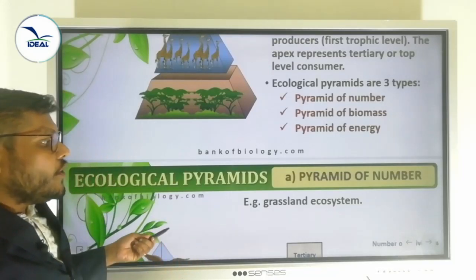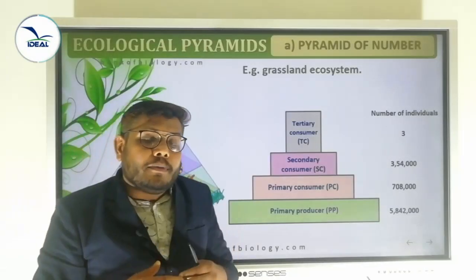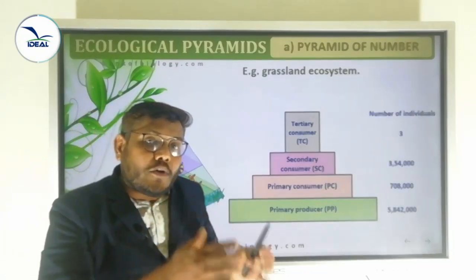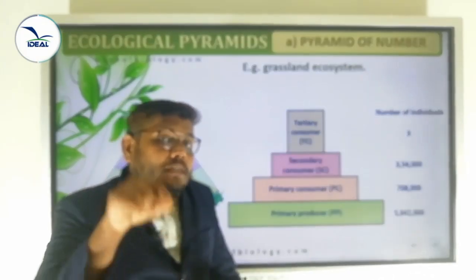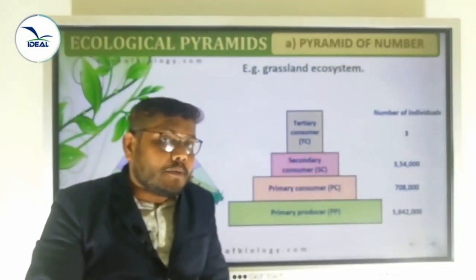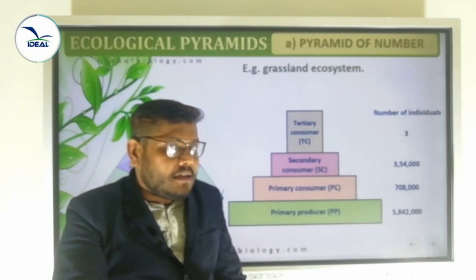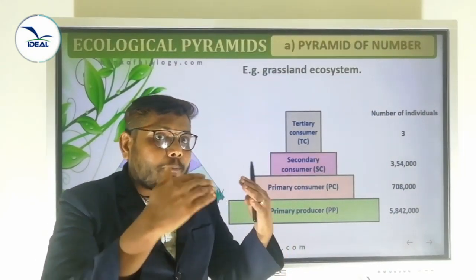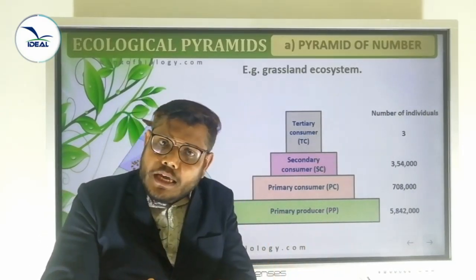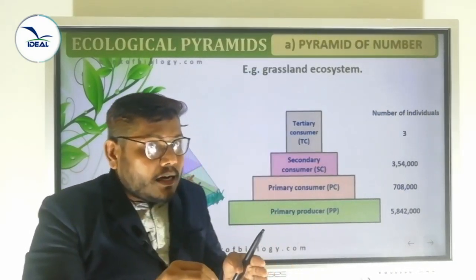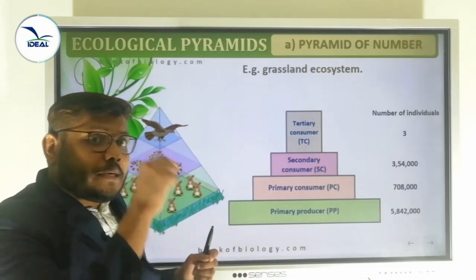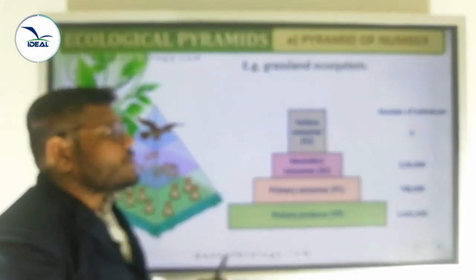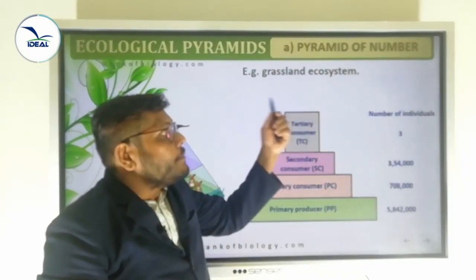What is a pyramid of number? It is one kind of ecological pyramid. Here the graphical representation of the number of organisms of successive trophic levels in an ecosystem in the form of a pyramid is called a pyramid of number. We know what an ecological pyramid is: the food chain represented in the form of a pyramid.